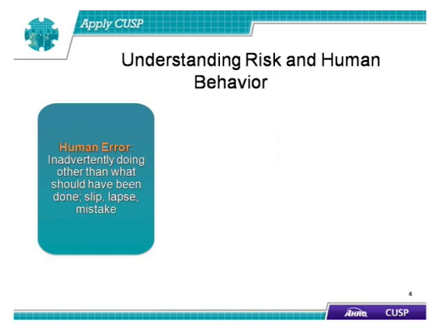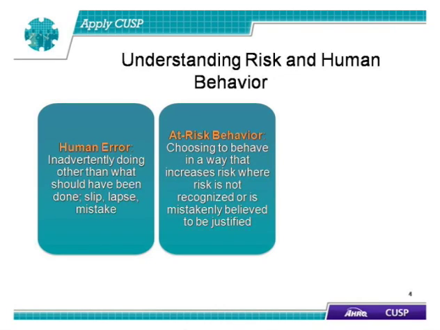The second category of behaviors is called at-risk behavior. At-risk behaviors are, by contrast, choices. These are not inadvertent actions. An at-risk behavior is defined as the choice that increases risk where risk is either not recognized or mistakenly believed to be justified.